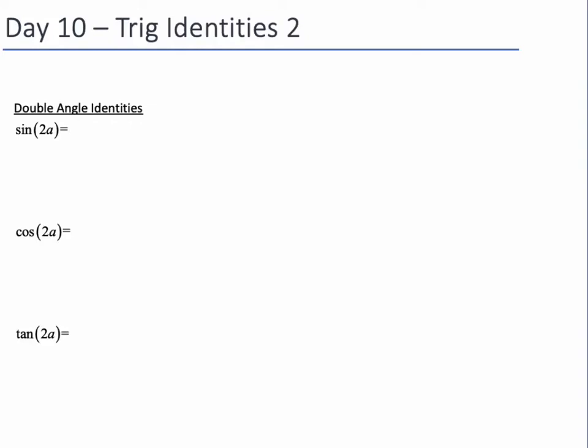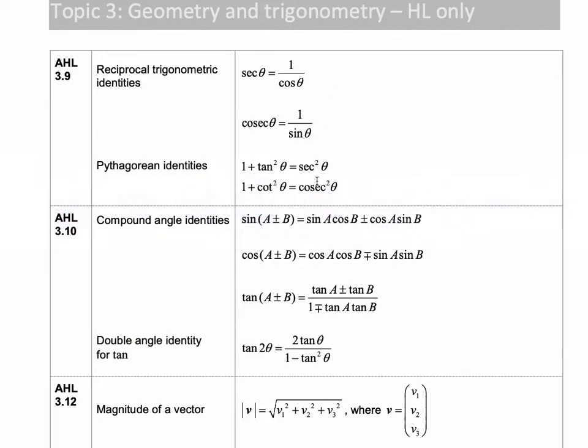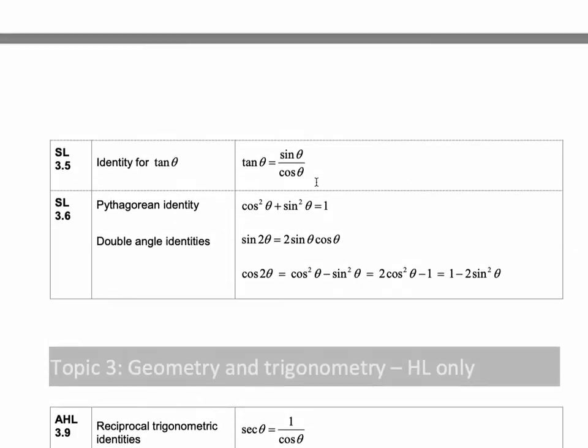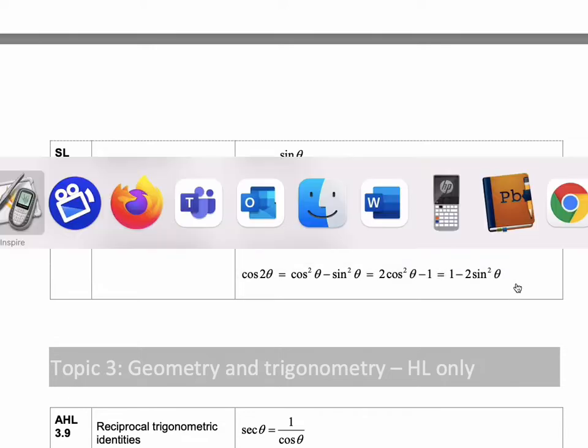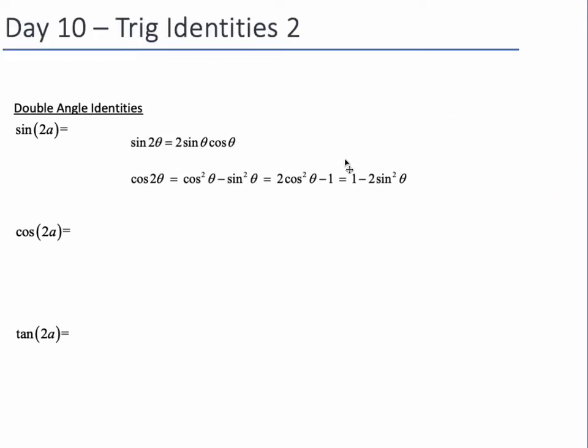Hello, this is Mr. Collier, and today we're looking at some trig identities, and specifically some double angle identities and compound angle identities. Okay, so let's look at the IB formula booklet, and here are some double angle identities for sine and cosine. So we have these two identities here.